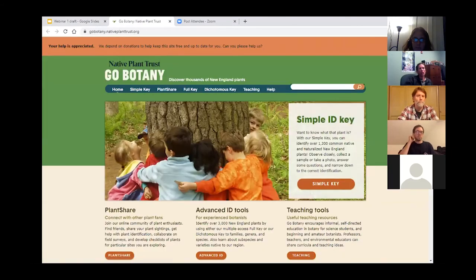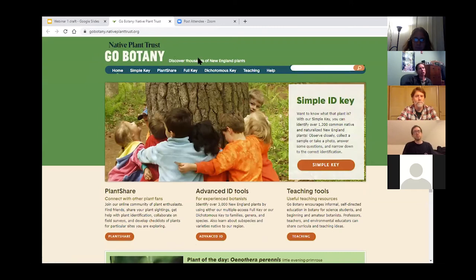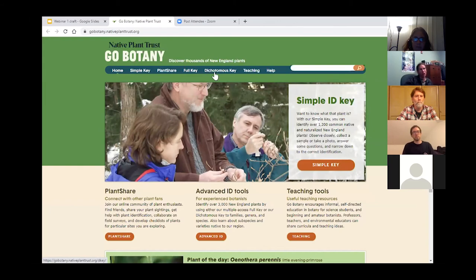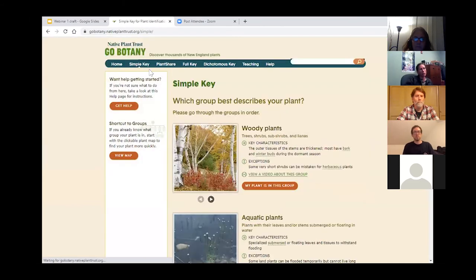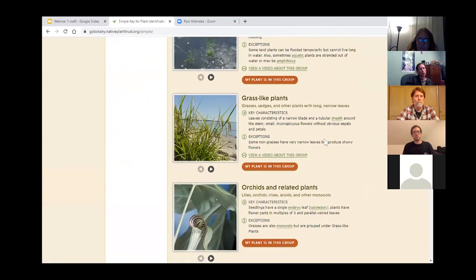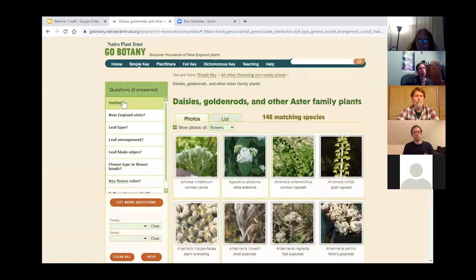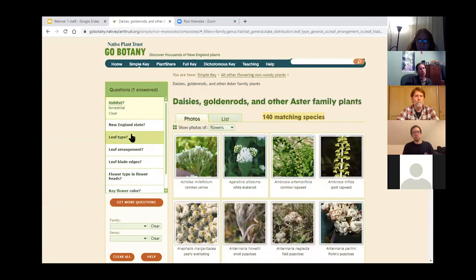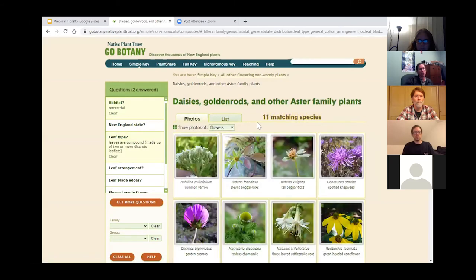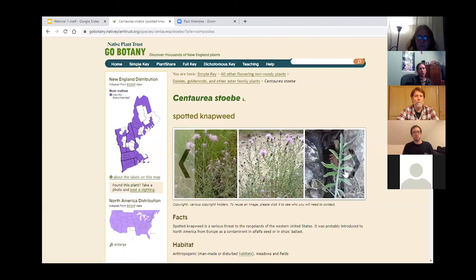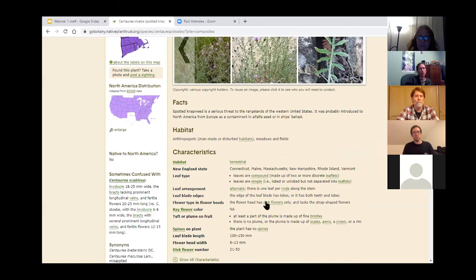Another resource is called Go Botany. Go Botany is managed by the Native Plant Trust, and it's mainly for the identification of plants within New England. There are various ways that you can identify the plant that you're looking to identify. That's through a simple key, a full key, or a dichotomous key. The dichotomous key provides a more in-depth way of identifying your plants. We're going to click on the Simple key. You choose the group that your plant falls within, and then a subgroup. And then you answer some simple questions, and you'll see that it narrows your search. When you click on the plant, you get a profile of that plant with a lot of photos to help you identify the plant, as well as identifying characteristics for that particular plant.